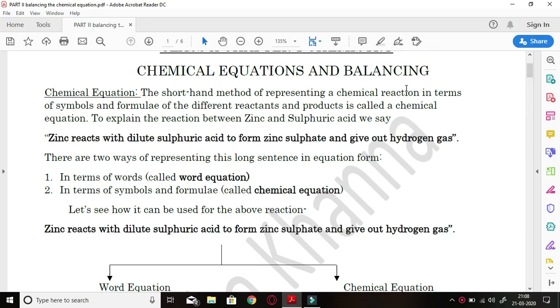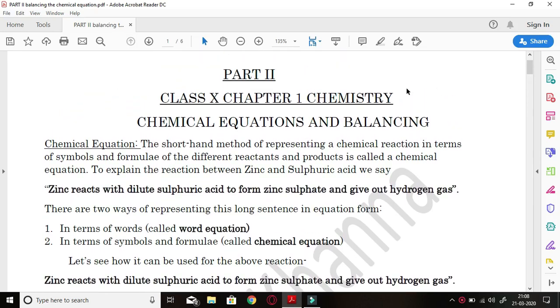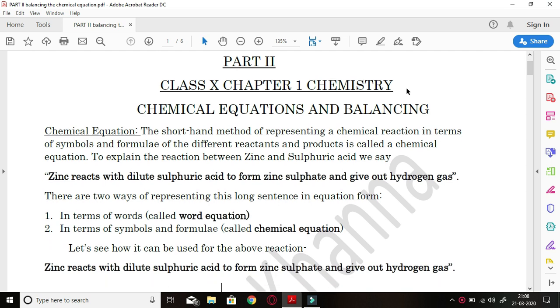Good evening, students. Let's start with part 2, chemical equation and balancing of chapter number 1. Yesterday we talked about chemical reactions. Today we will move further with chemical equation.